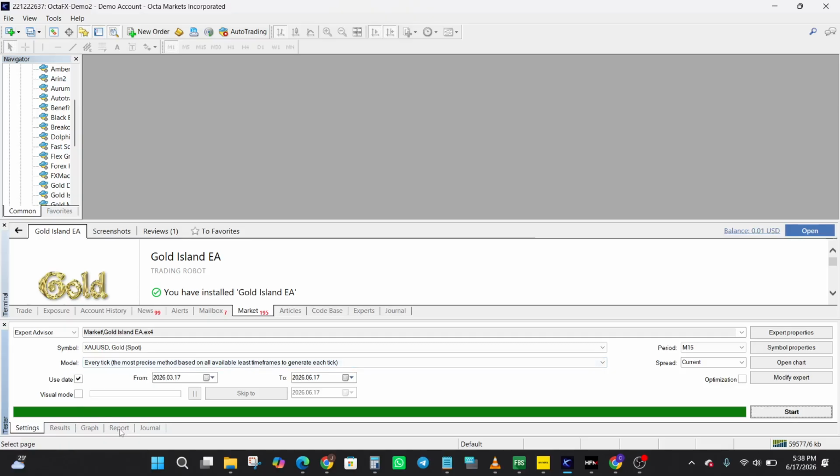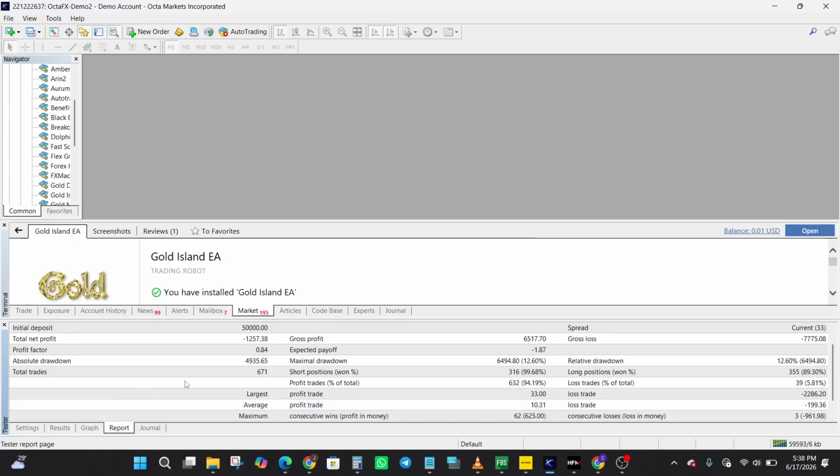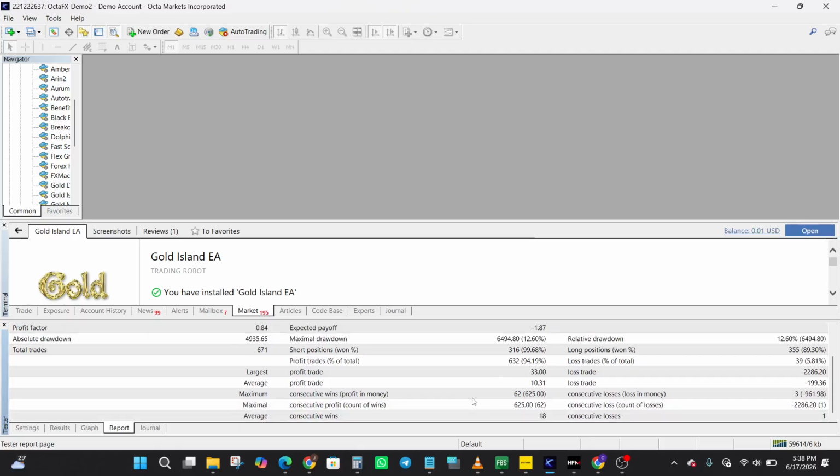Looking at the report, I can see that from an initial deposit of $50,000, total net profit was negative 1,257.38. The total trades taken were 671, out of which 632 were profitable. So here again, I can just see that the EA seems to have a good win rate, because the win rate here is also wonderful. But another problem here is the risk to reward ratio is so bad yet again. The average profit is $10.31, but the average loss is 199.36.